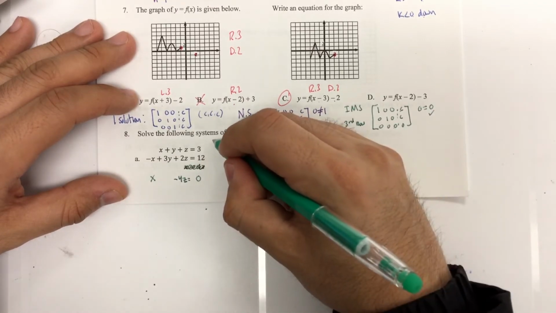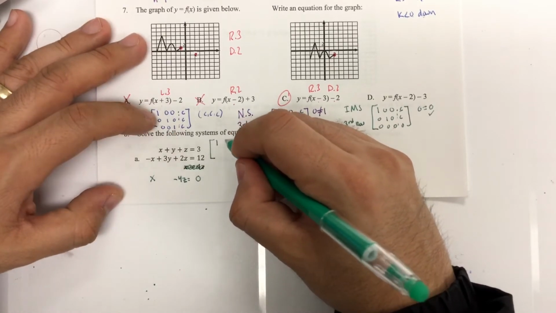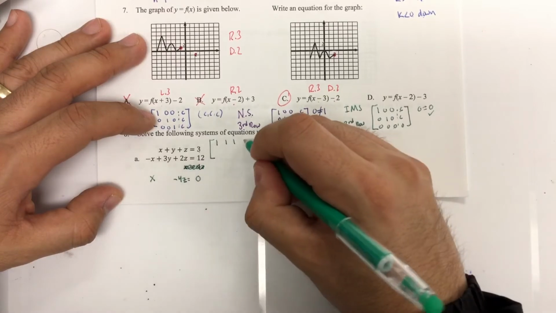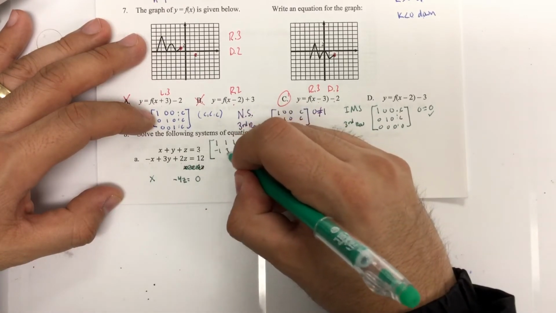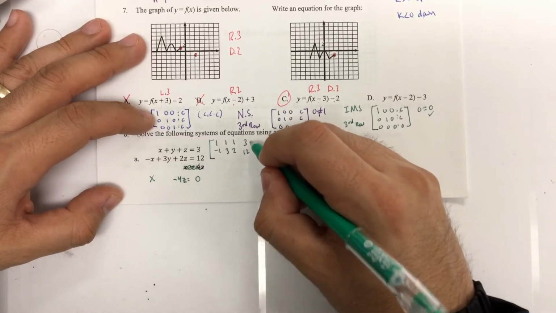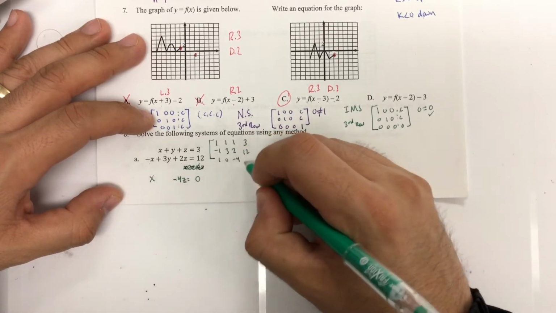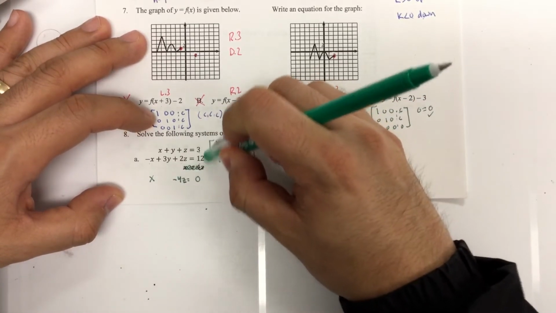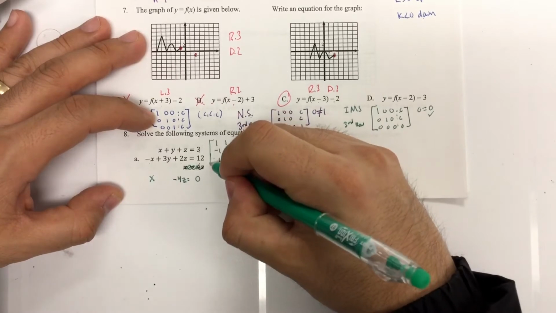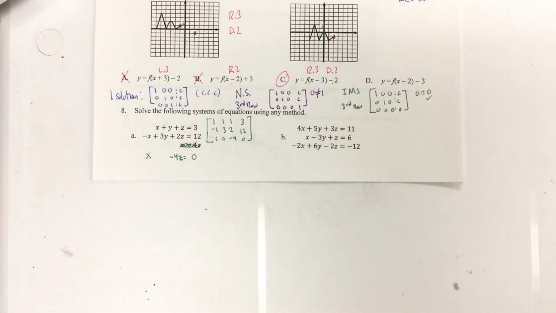So I'm going to write my augmented matrix. So use the coefficients 1, 1, 1, and then the constant is 3. The second one, negative 1, 3, 2, and the constant is 12. And then we have 1, 0, negative 4, and the constant is 0. Now, you can type this in the calculator and do it, but let me show you how this looks in decimals.